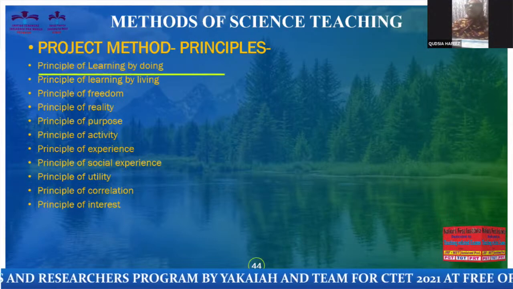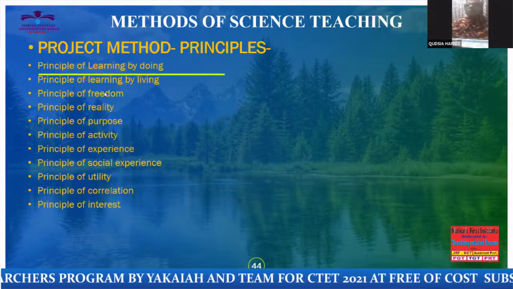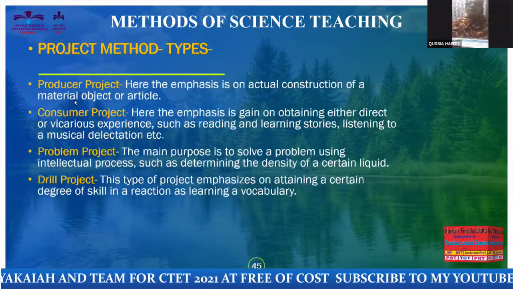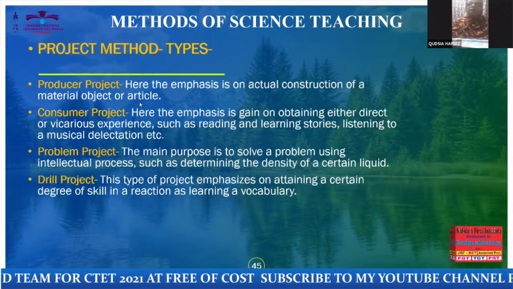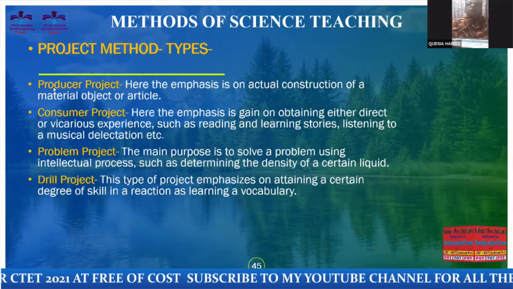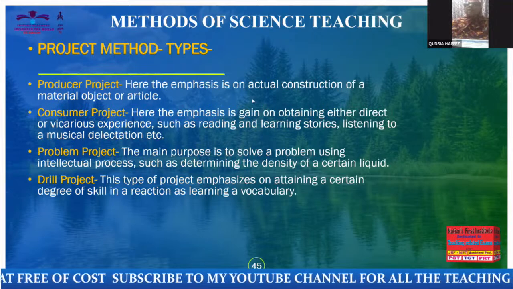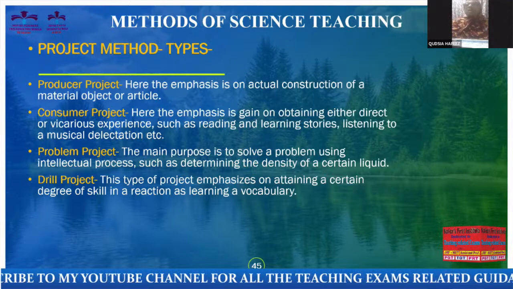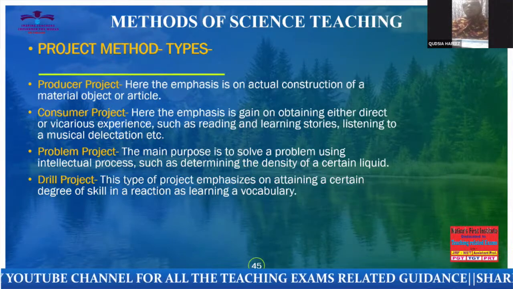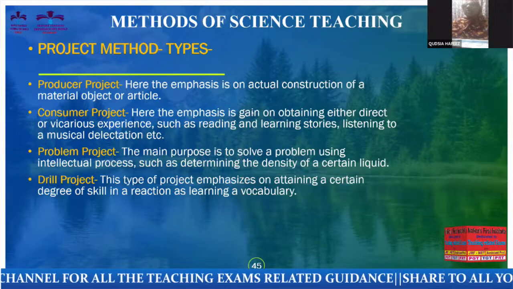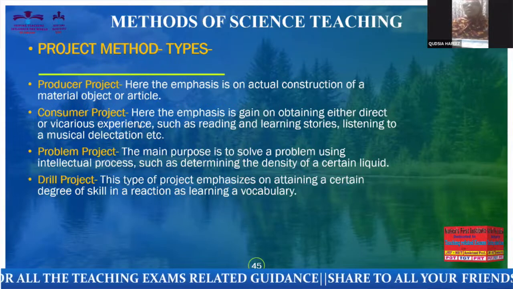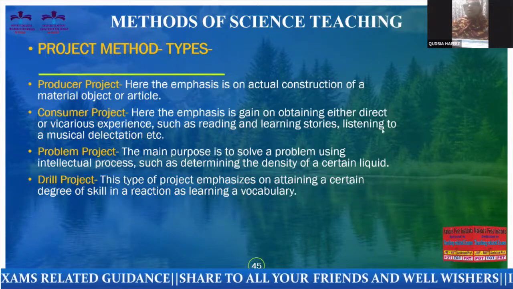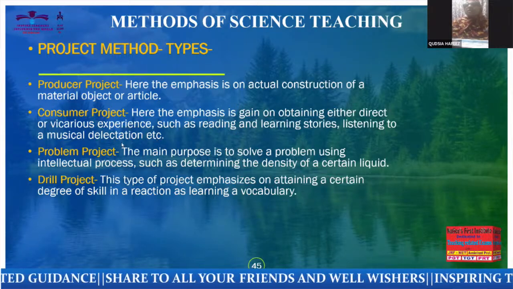Next, we have the different types of project method. The first is the producer project. Here the emphasis is on actual construction of a material, object, or article. So the producer project means the emphasis is on actual construction of the material. If any project is a producer project, it is a construction of a material or an object. If it is a consumer project, then the emphasis is on obtaining either direct or vicarious experience, such as reading and learning stories, listening to a musical delectation.